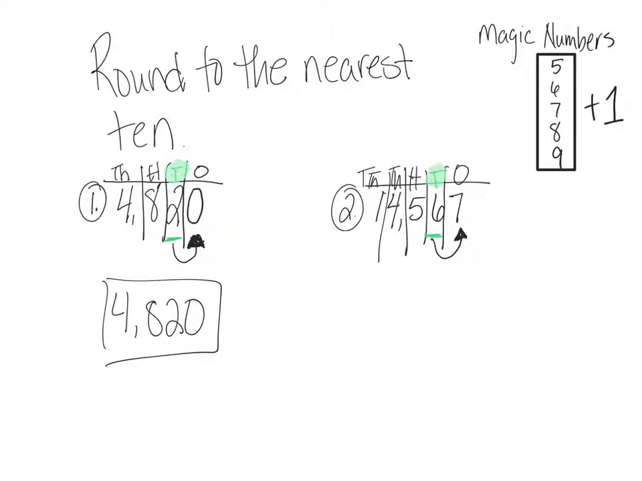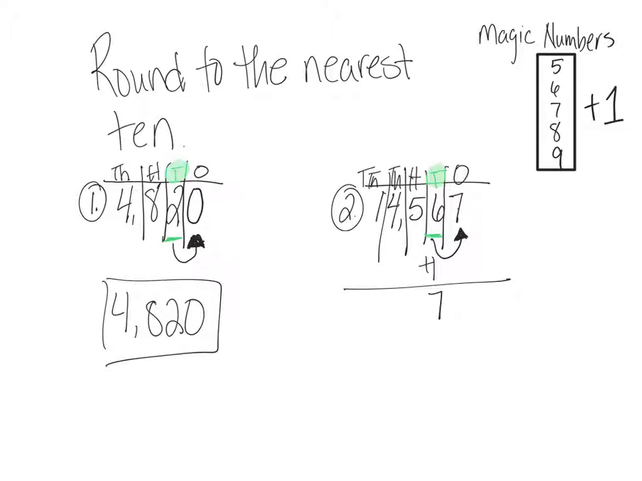Okay, remember we go next door. The next door number tells us how we're going to round. Here we have a 7. Let's look at our magic numbers. Is 7 in our magic numbers? Yes. So we're going to add one more. We're going to add 1 to that 6. So if we add 1 to that 6, that turns into a 7.